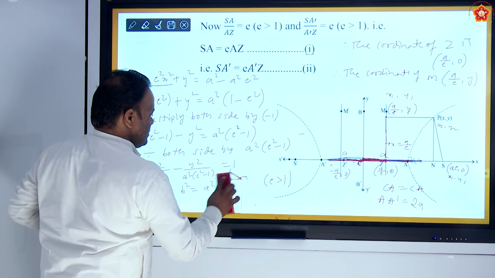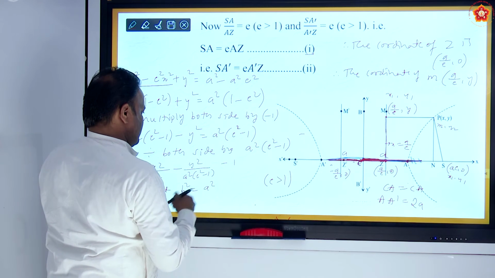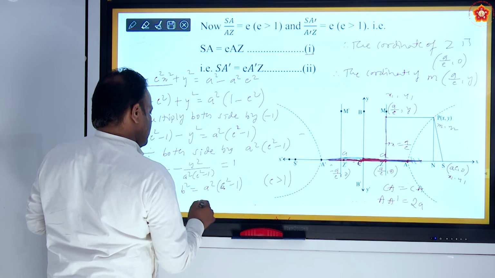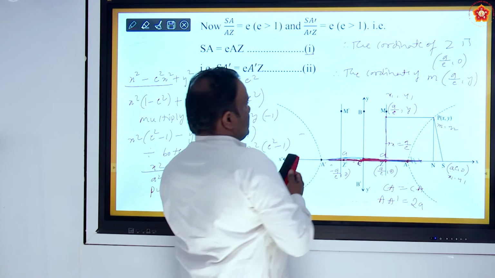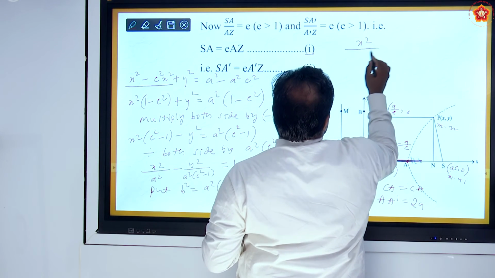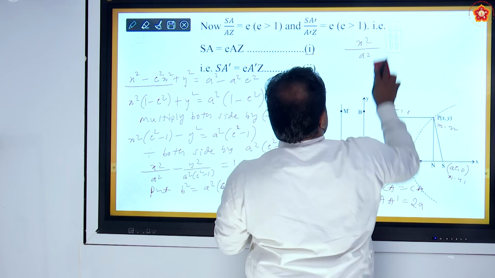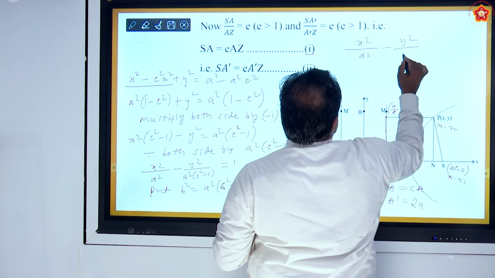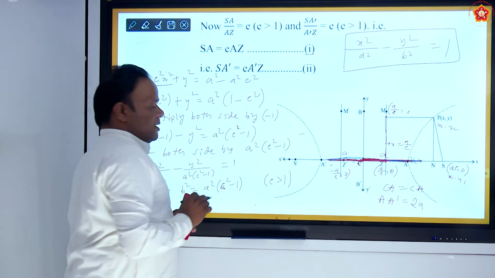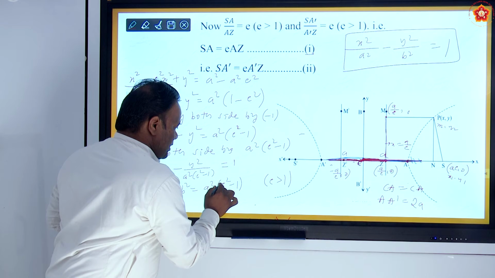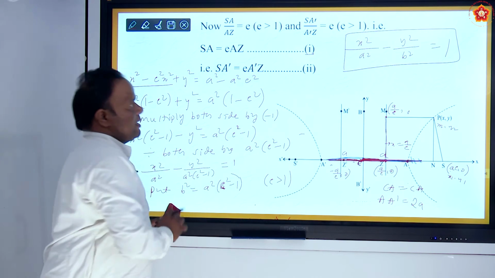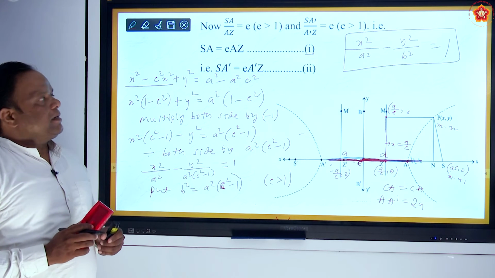E square minus 1 is equal to b square. The final answer is x square by a square minus y square by b square equal to 1. This is the standard equation of the hyperbola. Here e is greater than 1. If e is greater than 1, then only this expression becomes positive. In the whole positive, take b square here. This is the standard equation of the hyperbola.